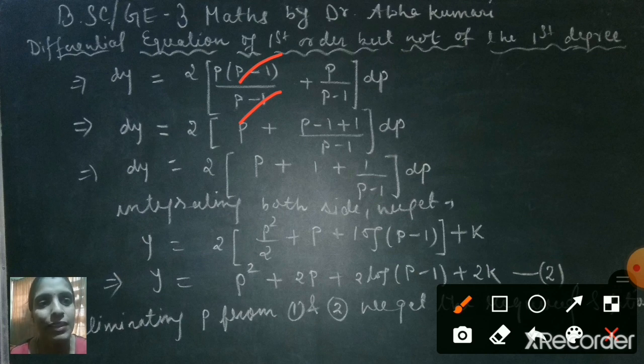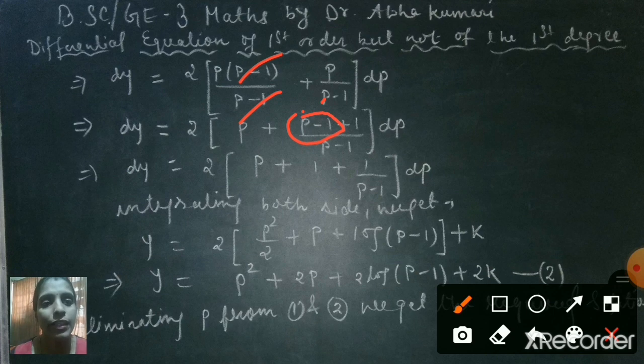So we will write like this: (p minus 1 plus 1) divided by (p minus 1), and then we have dp. Now this is equal to 2 times (p plus, now p minus 1 divided by p minus 1, we have 1, then plus 1 divided by p minus 1). So what we have done, we have just split this into two terms, like p minus 1 divided by p minus 1, 1, and then plus sign, then 1 divided by p minus 1, so into dp.